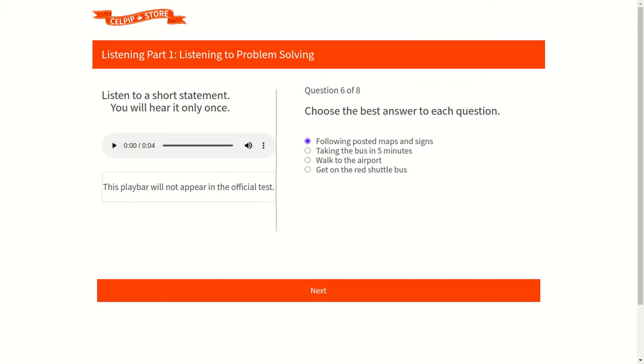We have 4 options. Option 1 is, following posted maps and signs. Option 2 is, taking the bus in 5 minutes. Option 3 is, walk to the airport. And option 4 is, get on the red shuttle bus. We can listen very clearly that the man can reach the interview place by taking the bus in just 5 minutes. So accordingly, the second option is the correct option, that is taking the bus in 5 minutes.